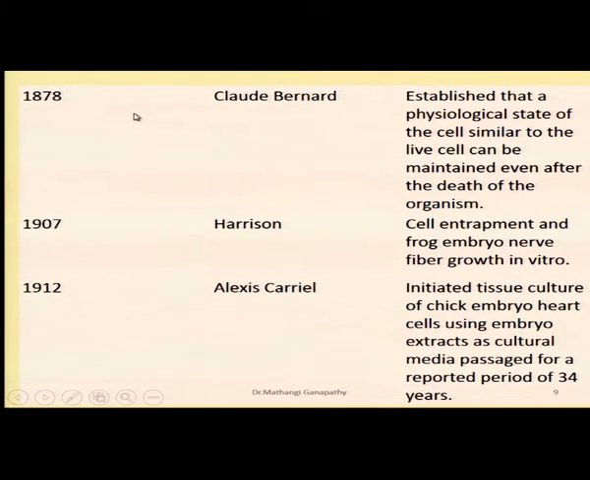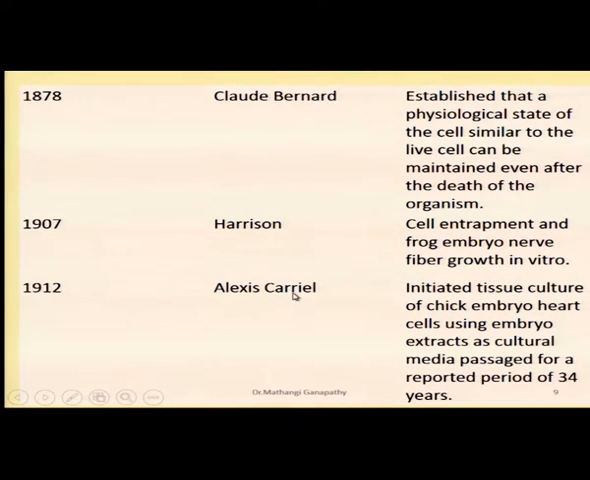If you look at the history of animal cell culture development, in 1878, you had Bernard. He established that the physiological state of the cell, similar to the live cell, can be maintained even after the death of an organism. That is, even if the organism dies, if you have taken out a cell and you are maintaining it in the culture, it will maintain its characteristics. In 1907, Harrison showed frog embryo nerve fiber growth in vitro, and he also showed cell entrapment.